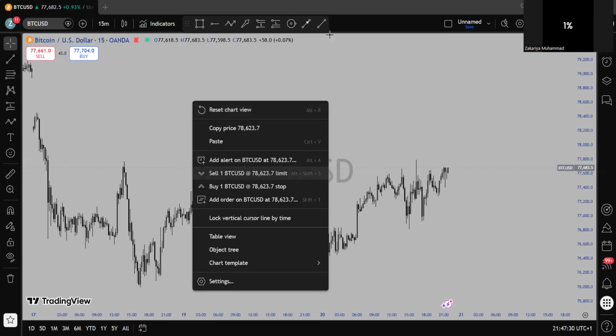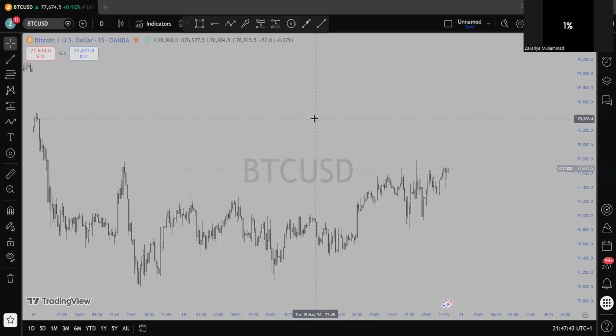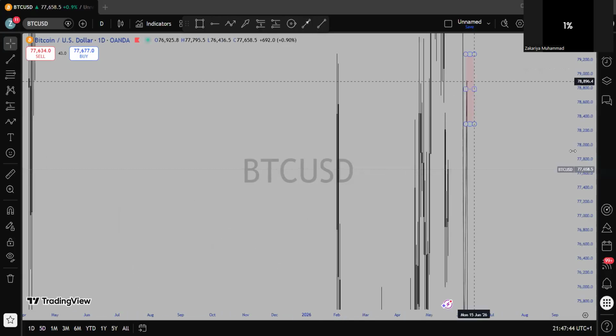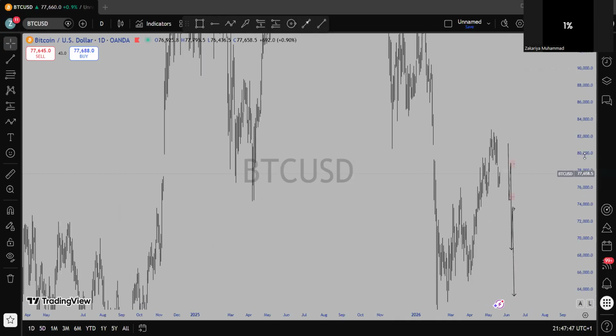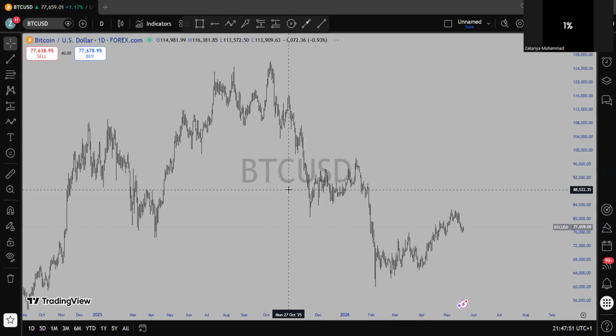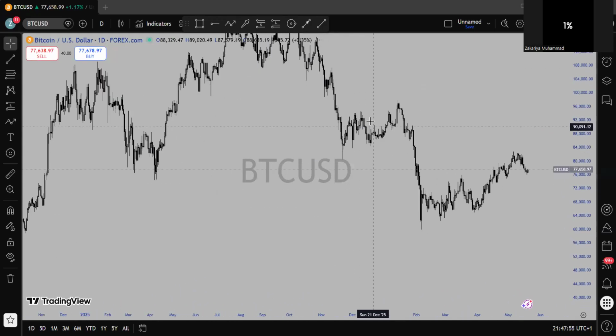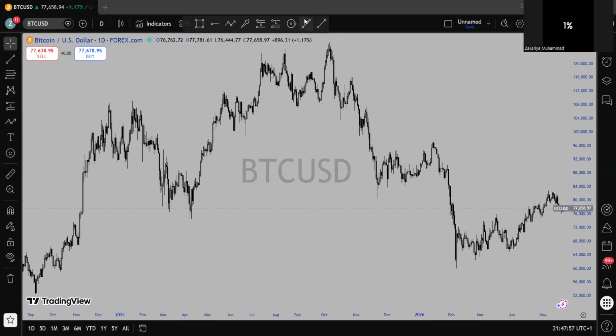This is BTC. So the first thing we're going to do is look for where market is reacting to. To know that, you have to go to higher time frame to see your bias. So if you go to 1 day time frame, let me use the forex.com. All right. So if you go to higher time frame, you see clearly market is selling down.